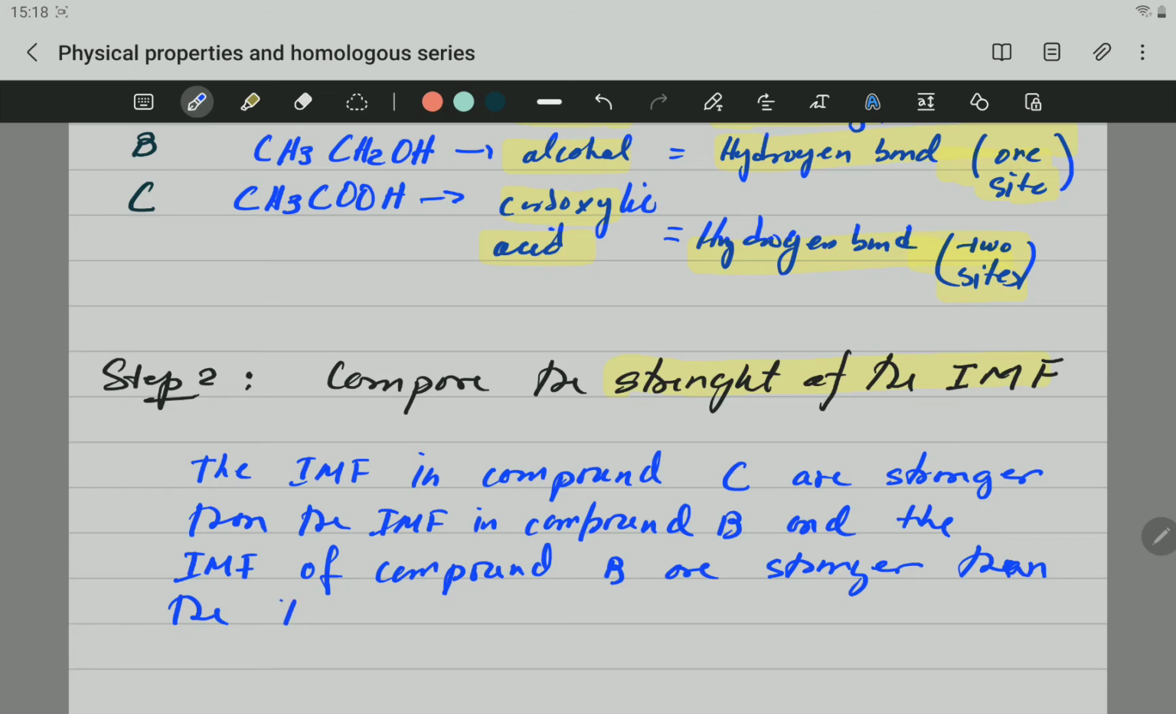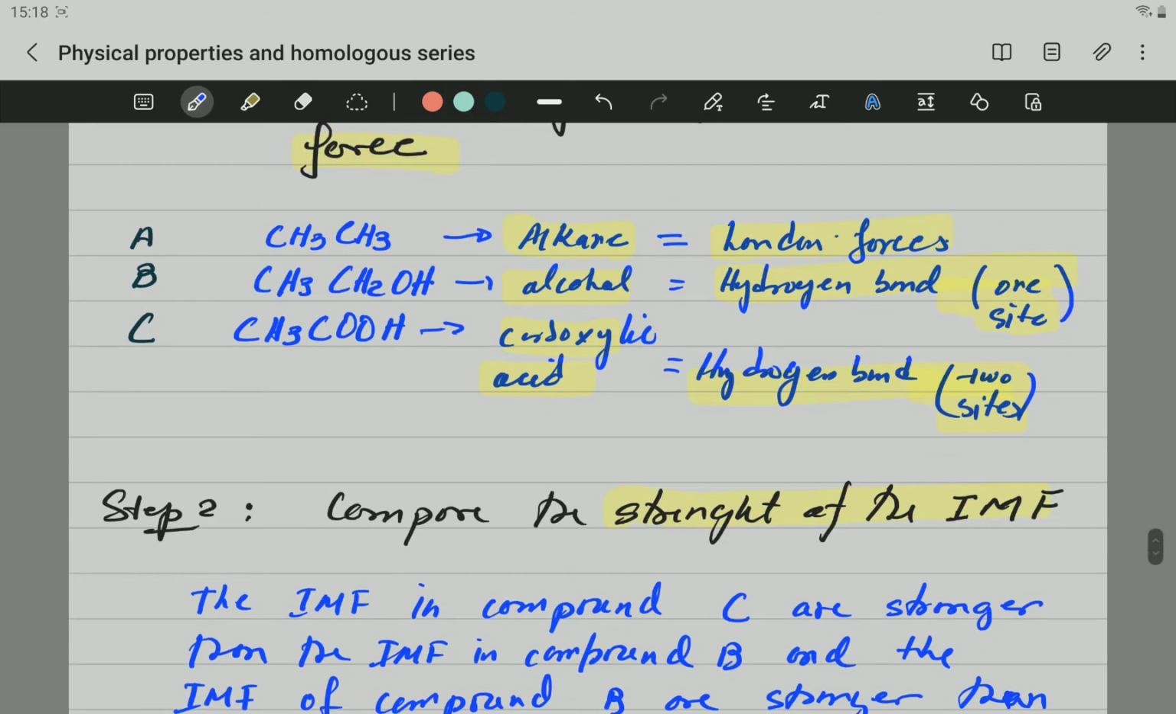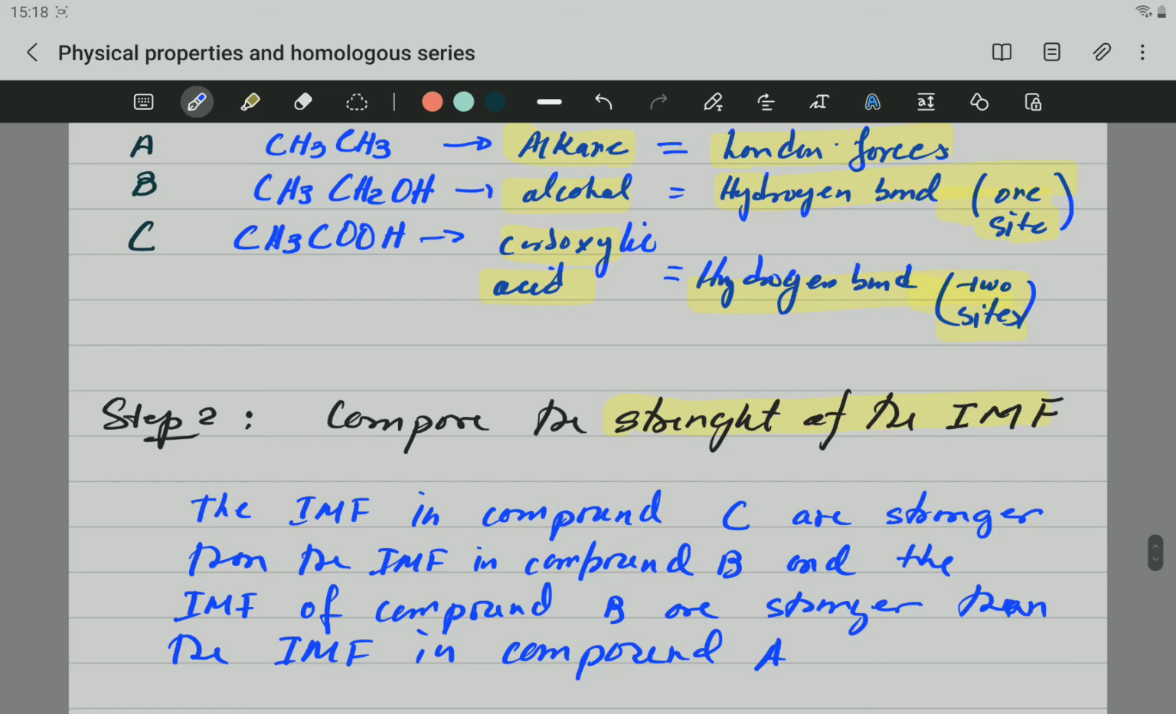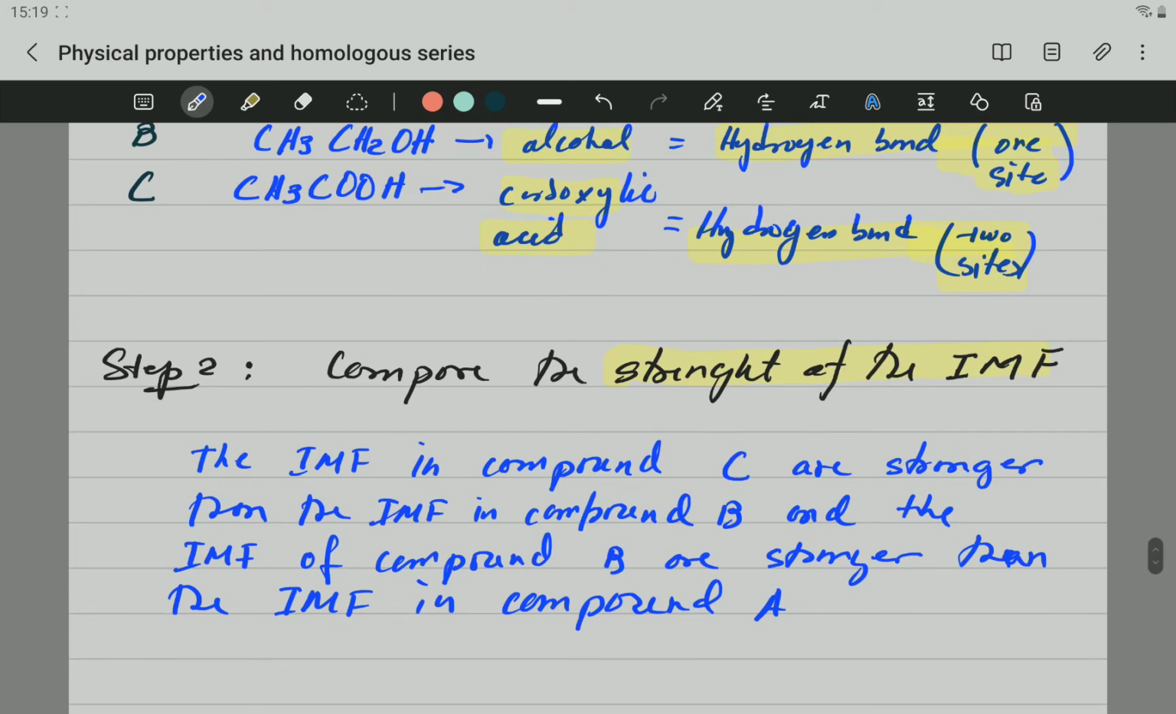Let's write with the symbol, in compound A. The intermolecular forces in compound C are stronger than the intermolecular forces in compound B, and the intermolecular forces of compound B are stronger than the intermolecular forces in compound A. I don't have to mention the name because I already did it in step 1. However, if you want, you can use the name of each of the intermolecular forces. Okay, let's go to step 3.